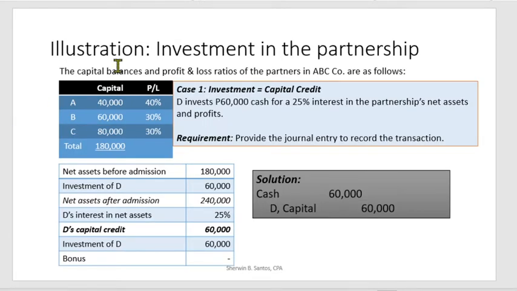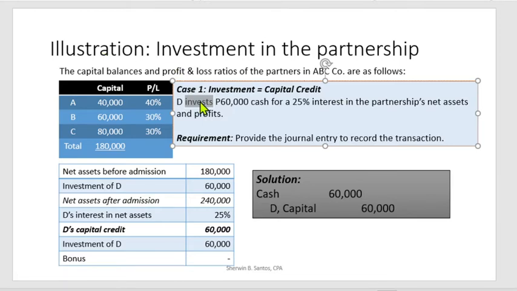Let us illustrate first yung scenario, case 1, wherein the investment is equal to the capital credit. So, tingnan lang natin. When D invests 60,000 cash for a 25% interest in the partnership's net assets and profit, the requirement is to provide the journal entry to record the transaction. So, ito ang data natin. The capital is given, the profit and loss sharing ratio is given. So, kapag ganito yung problem, we look at investment. So, the key term is invest. So, dun sa previous problem, we looked at purchase. So, bumili siya ng interest sa existing partner. Pero dito, investment.